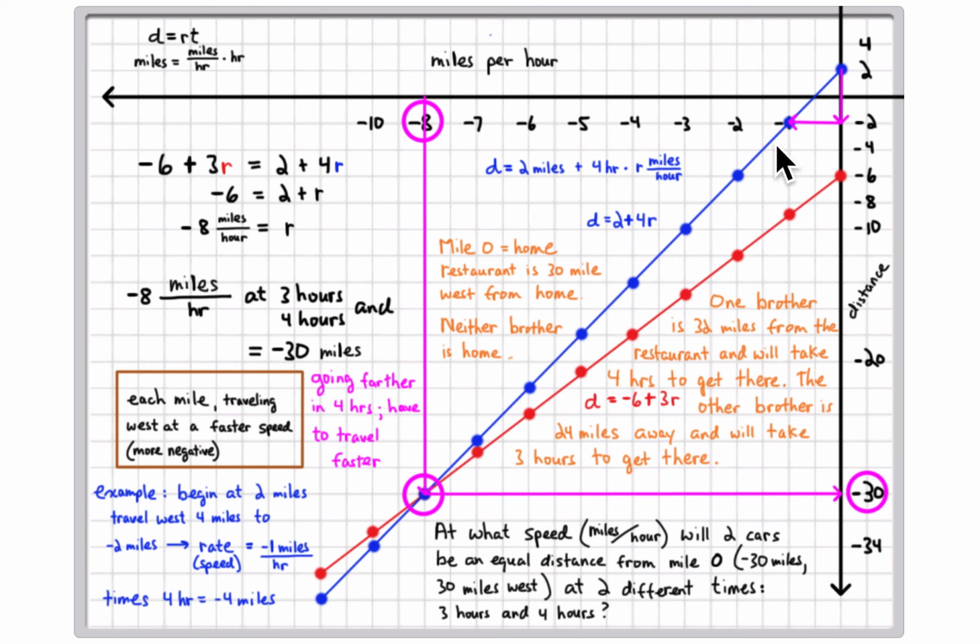So at what speed do they have to travel if it's going to take one brother 4 hours to get to the restaurant and the other brother 3 hours to get to that same restaurant? They have to travel at 8 miles per hour going in a westerly direction. That restaurant is going to be west of their home. So one brother is 32 miles from the restaurant and will take 4 hours to get there. The other brother is 24 miles away and will take 3 hours to get there. So the one brother is going to get there 1 hour earlier.